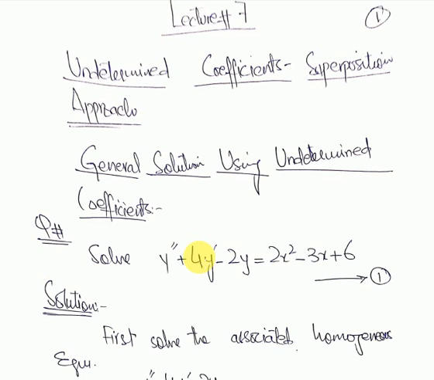The question we have is y double dash plus 4y dash minus 2y is equal to 2x square minus 3x plus 6. This is equation number 1. The given differential equation, we named it as equation number 1. We have to solve this equation, which means we need to find the general solution of this equation.